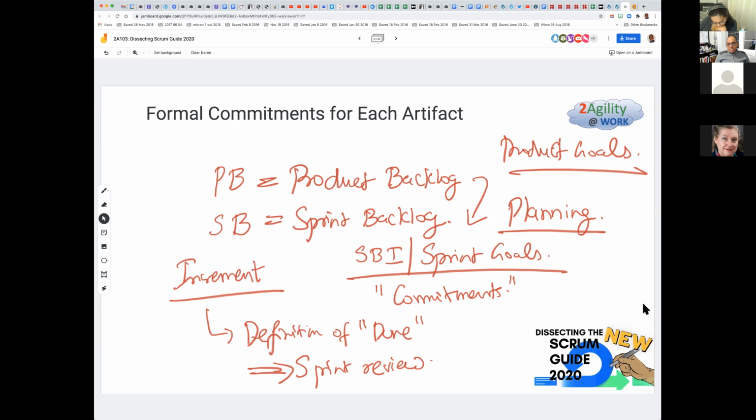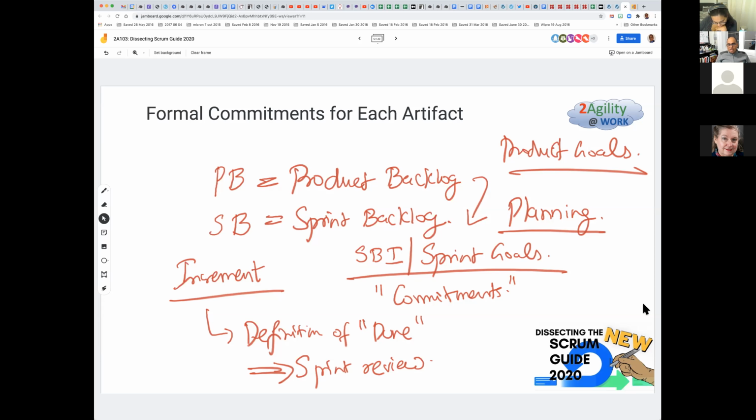Now, commitments are generally a commitment to try. A commitment does not mean that you will definitely do it, right? So if you look at it, Scrum is an empirical process, and empiricism means you inspect and adapt.